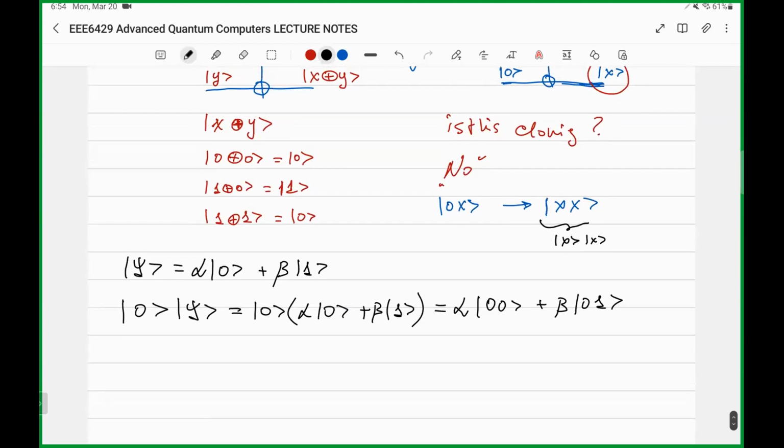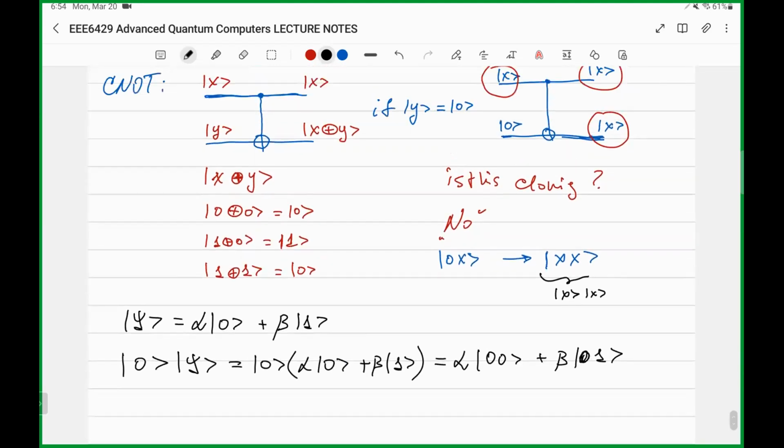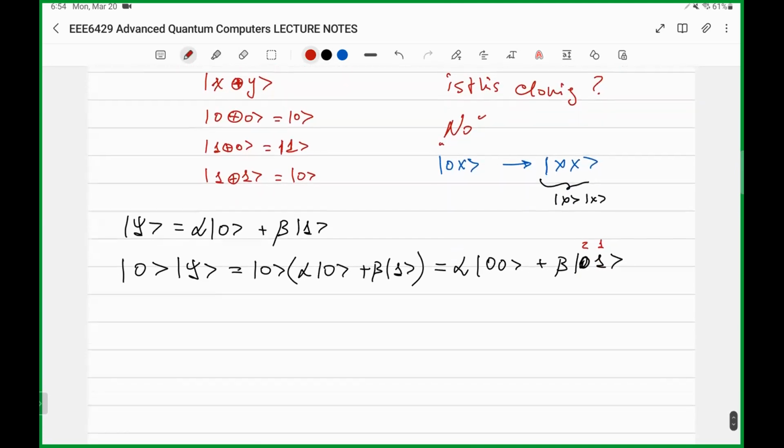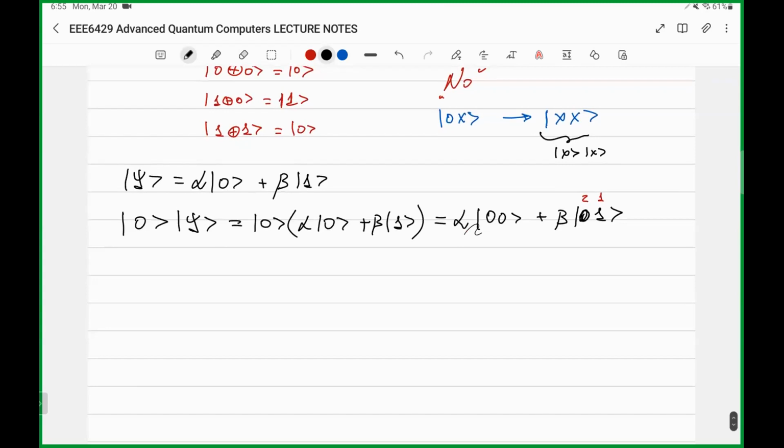Beta 0, 1. I remind you that I count the qubits from right to left. So this is my first qubit, this is my second qubit, from right to left. And this is always like this in IBM Qiskit and so on. If you add new qubits, they are added to the vector from the left, and you count the qubits from right to left.